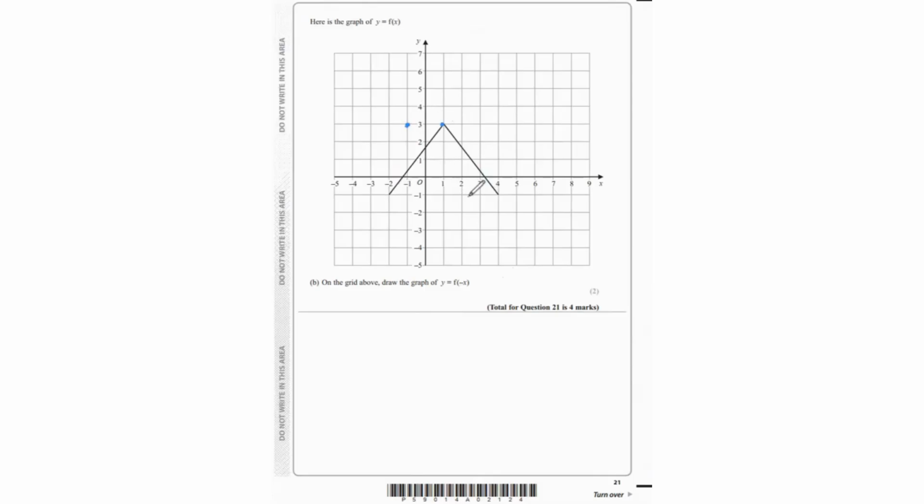-2, -1 becomes +2, -1. And 4, -1 becomes -4, -1. So each x point is reflected in the y-axis, and this is your new graph.